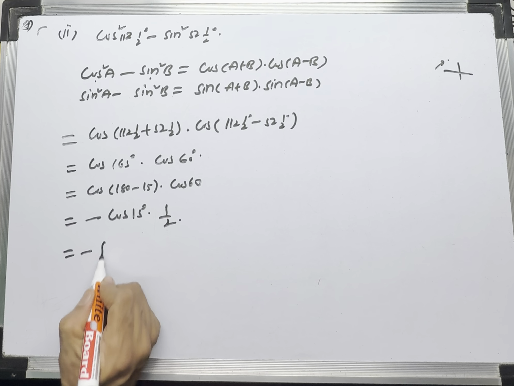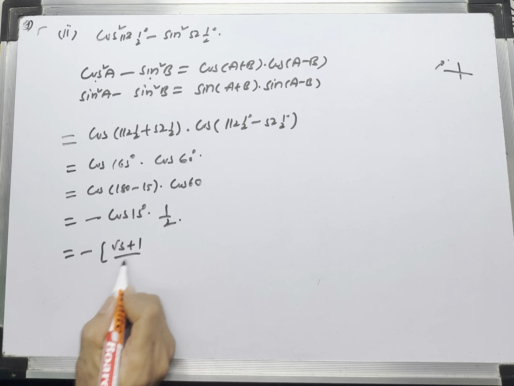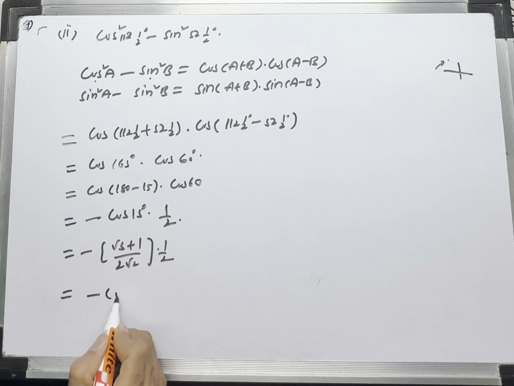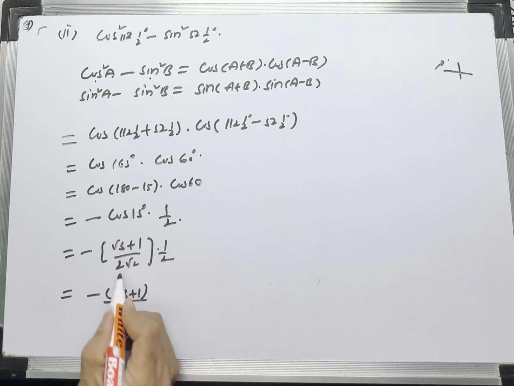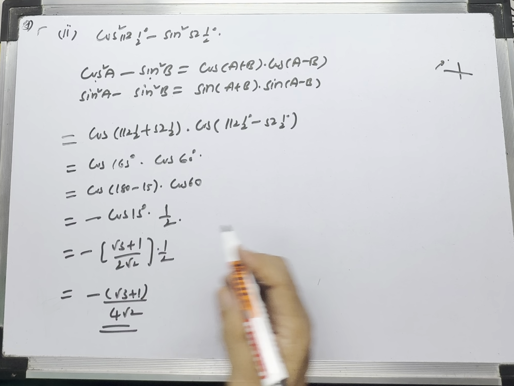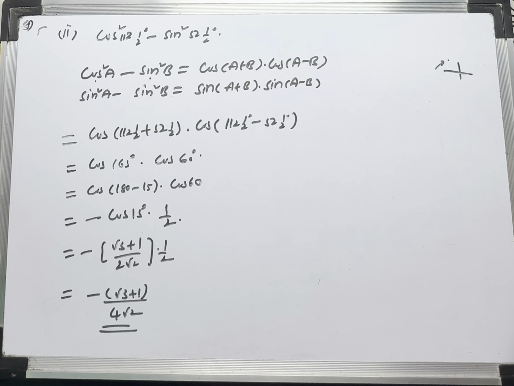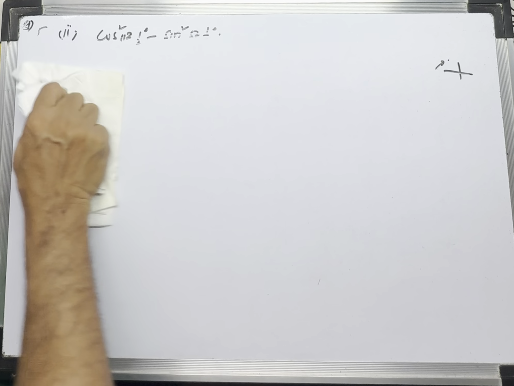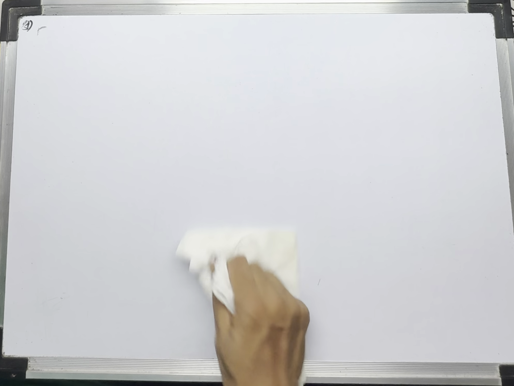Cos 15 is how much? Just now we did: root 3 plus 1 by 2 root 2 into 1 by 2. So what will you get? Minus of root 3 plus 1 by 4 root 2. You can simplify and conclude. You can try 3 similar kinds of bits.